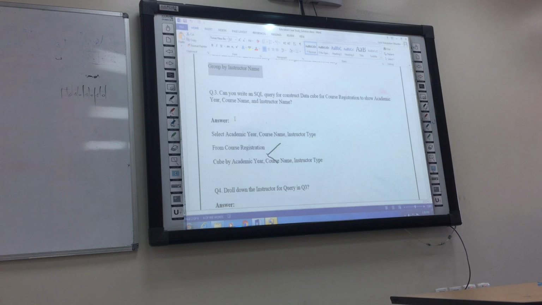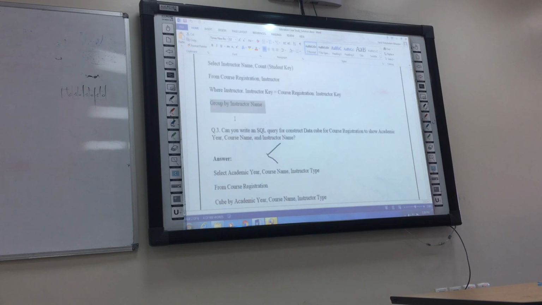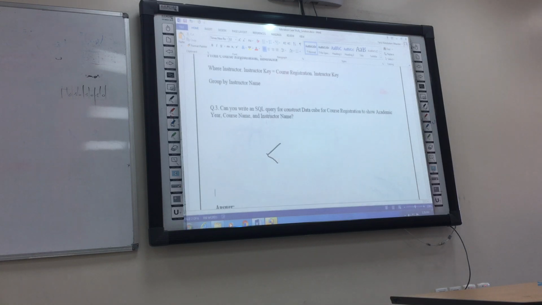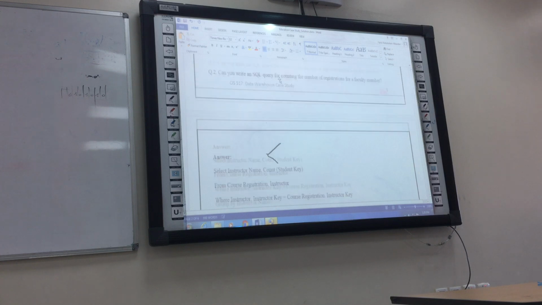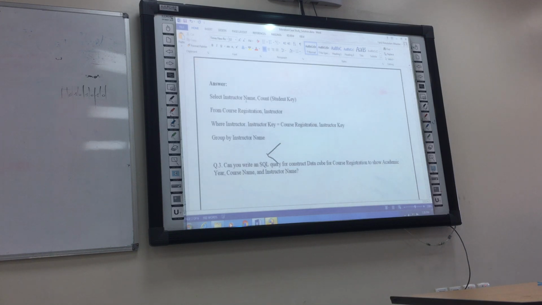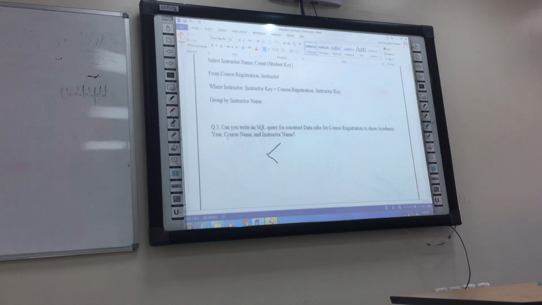So can you write an SQL query? Good. Can you write now? This was just a general question about an SQL query for counting, regardless of the cube. Now, this question is asking, can you write an SQL query to construct a data cube? Cube by, yes?